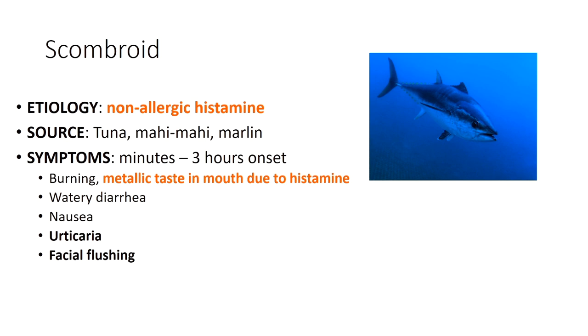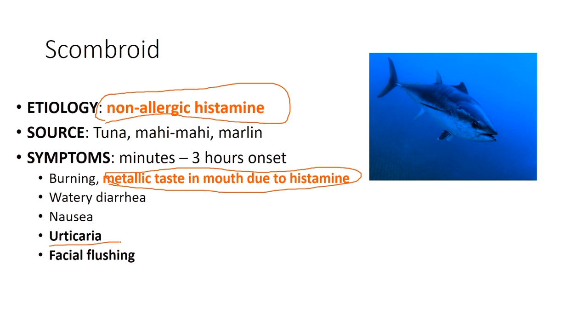Scombroids. So scombroids are a type of fish like tuna, mahi-mahi, and marlin. These actually can secrete a non-allergenic histamine, and histamine causes vasodilation. It causes a burning sensation and a metallic taste in the mouth. So metallic taste in the mouth is due to histamine. You also have urticaria because you have dilation of vessels and facial flushing because of that. And you also have pruritus and urticaria because of how histamine works. Also watery diarrhea and nausea.